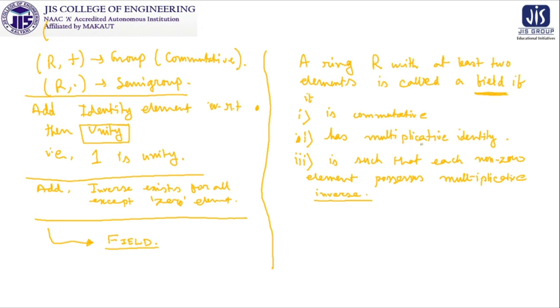So for example, you can take R plus dot also, because R plus dot is a commutative ring. 1 is present and 1 is the multiplicative identity, and all non-zero elements like 1, 2, 3 all are having their own multiplicative inverse present in the set R. So R plus dot can be termed as, claimed as a field.